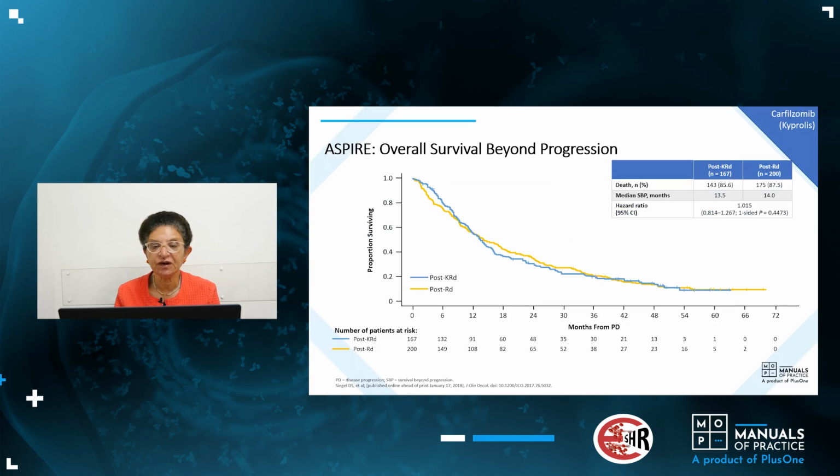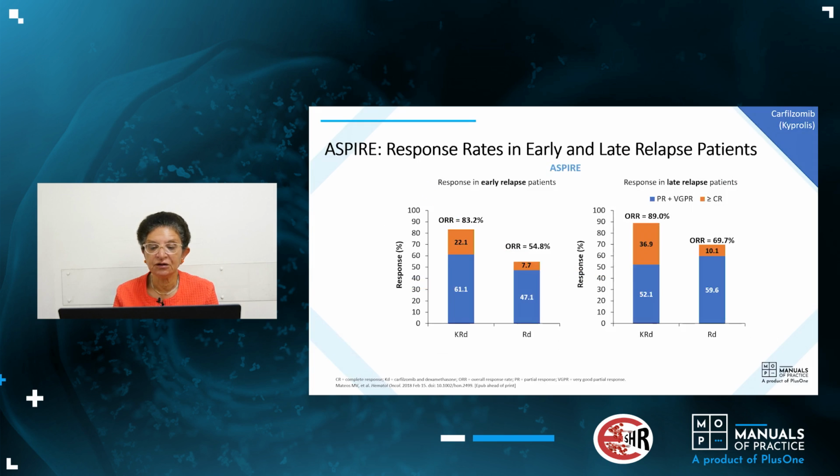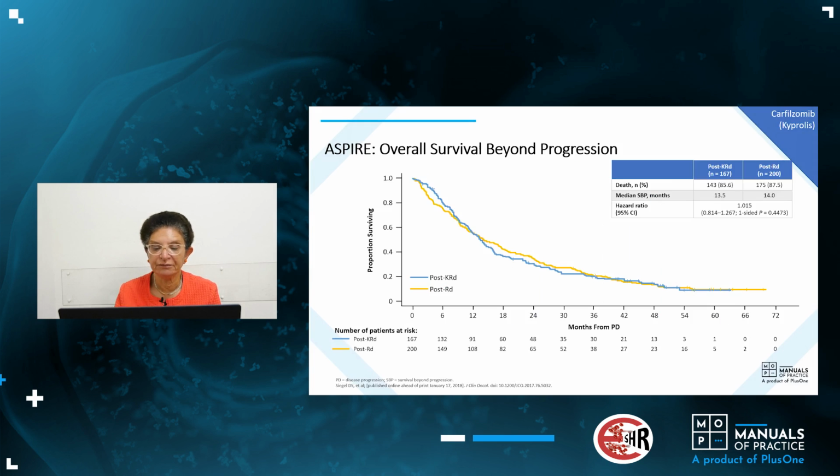How about overall survival even in patients that had progressed? Even the patients that had progressed, the overall survival was around 13.5 to 14 months in both arms. And so our benefit would be prolongation of progression-free survival. But once a relapse happens, the overall survival is bad in both arms.